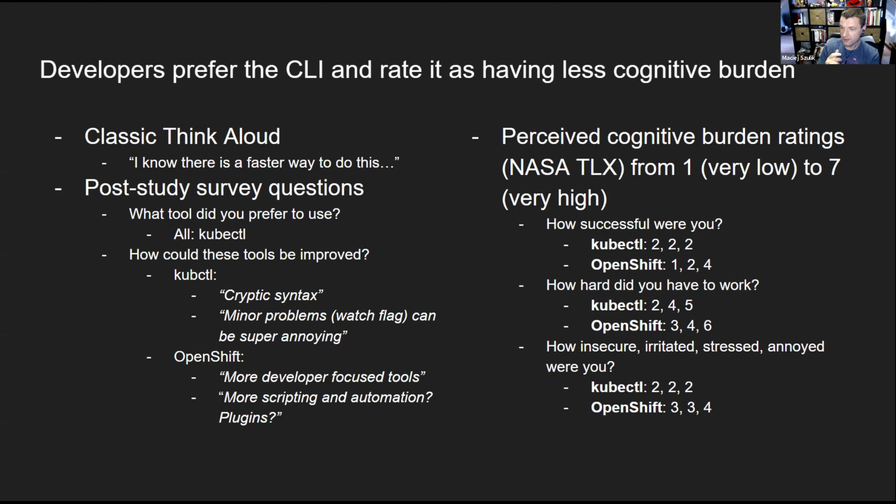But I'm curious if there are some more details about what kind of cryptic syntax we're talking about. Yeah, I didn't follow up with that person and clarify. I think they were identified as a beginner Kubernetes learner though, so it probably has some impact on that. Yeah, that definitely makes sense, because that's the area that we would need to focus on the most: the beginner users, how to make kubectl easier for them to work with.